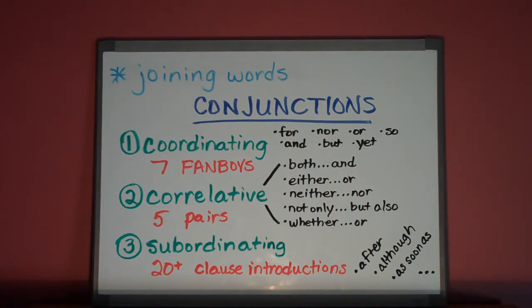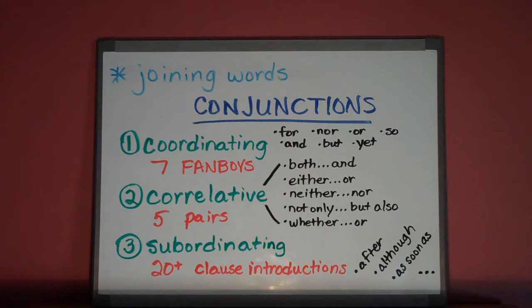Conjunctions are joining words. The word itself, conjunction, comes from a Latin root and a Latin prefix. C-O-N means with, and juncture means to join, thus to join with. Many students learn about the 7 main coordinating conjunctions when they are in school.